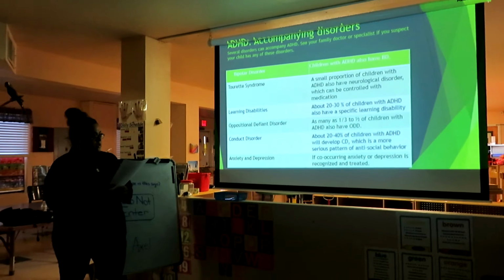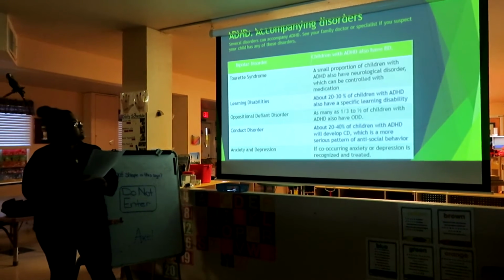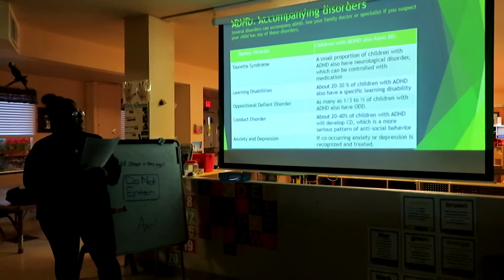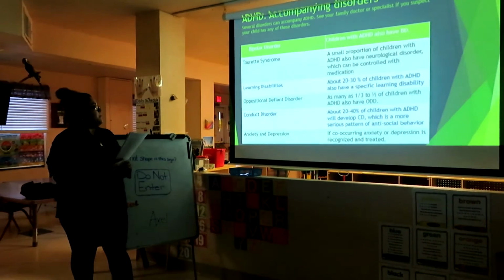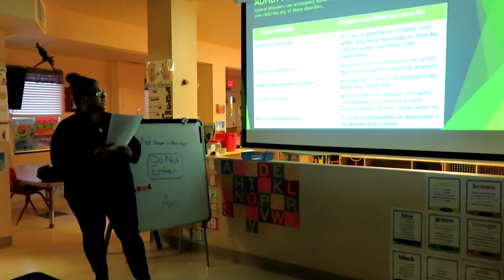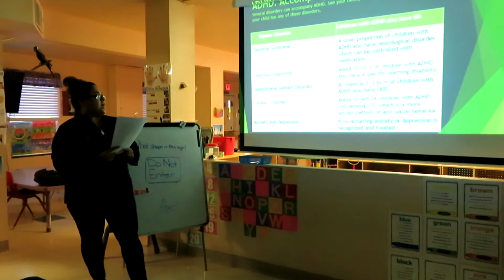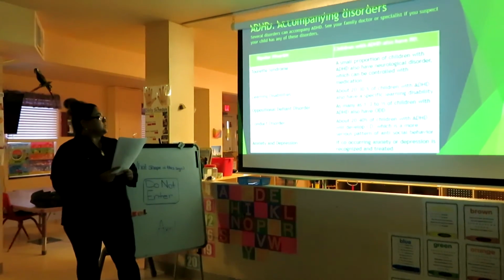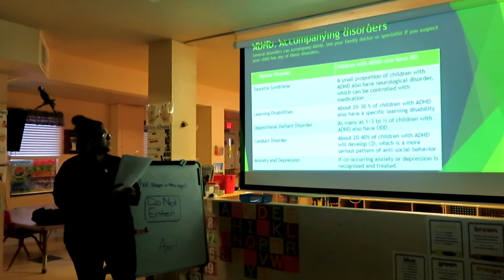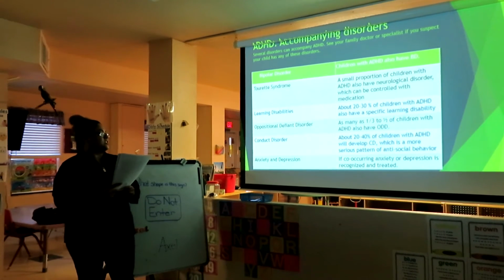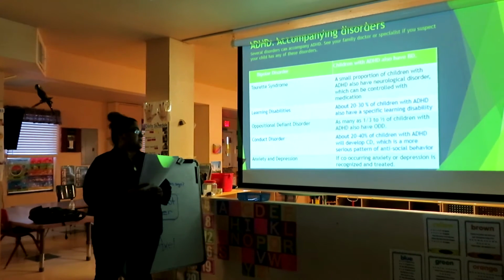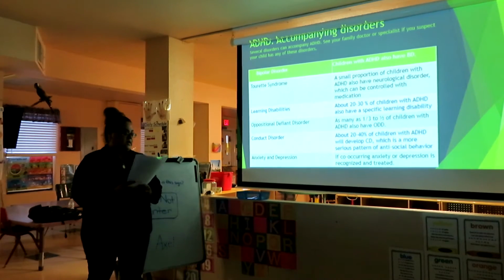Learning disabilities. About 20 to 30% of children with ADHD also have a specific learning disability. Oppositional defiant disorder. As many as one third to one half of children with ADHD also have ODD. Conduct disorder. About 20 to 40% of children with ADHD will develop conduct disorder, which is a more serious pattern of antisocial behavior. Anxiety and depression. If concurrently occurring anxiety or depression is recognized, it can be treated.